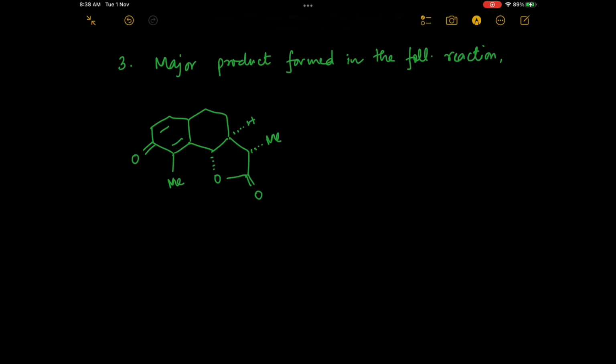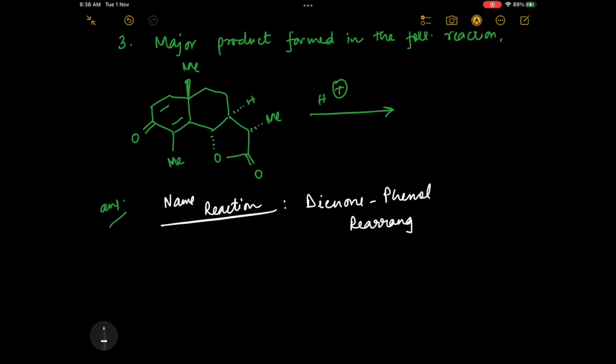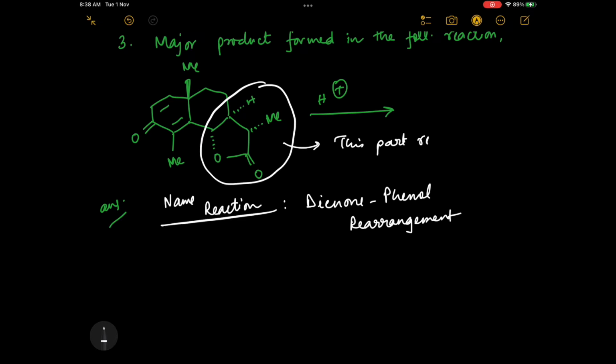As you can see, the substrate, or the reactant, is actually a dienone type of compound, and acidic media is provided. So this is basically a name reaction known as the dienone phenol rearrangement, where the dienone compound rearranges to the phenol, and this circled part remains intact for the overall reaction, and this is the dienone part.